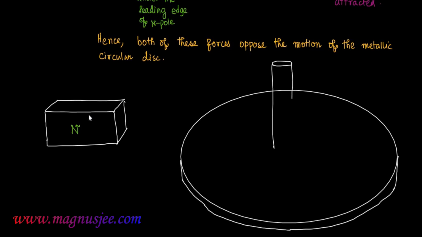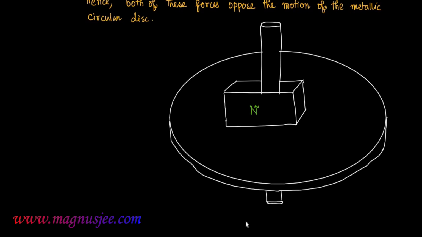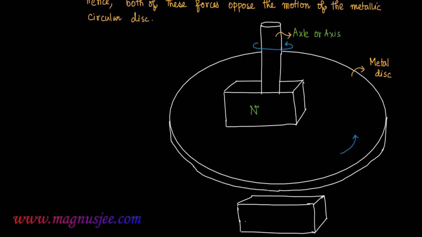In the diagram, this is the axle or axis of the circular metallic disc about which the disc rotates. Now the North Pole is brought near this circular metallic disc, which rotates about the axle of the disc in anti-clockwise direction. A south pole is placed below the circular metallic disc and the North Pole is placed above the metallic disc.